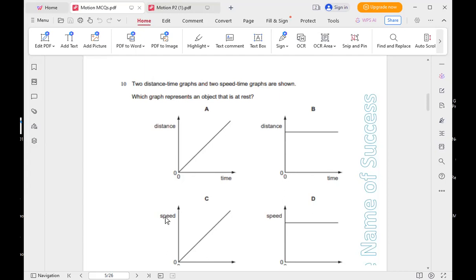We already know the gradient of the speed time graph is acceleration. This speed time graph shows the acceleration is constant and this shows the speed is constant. It means C and D show no rest for the object. Come to A and B. The gradient of the distance time graph is speed. In A, the speed is constant, and in B, the speed is 0. So the body is at rest at B.